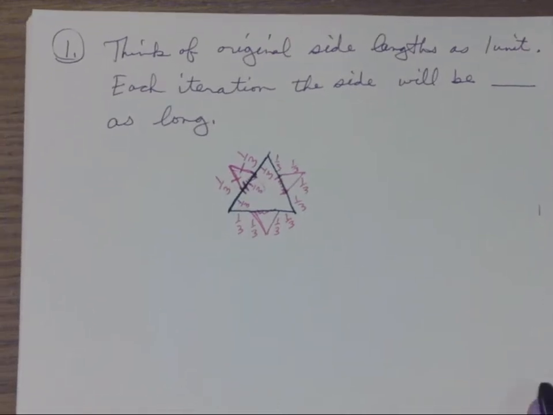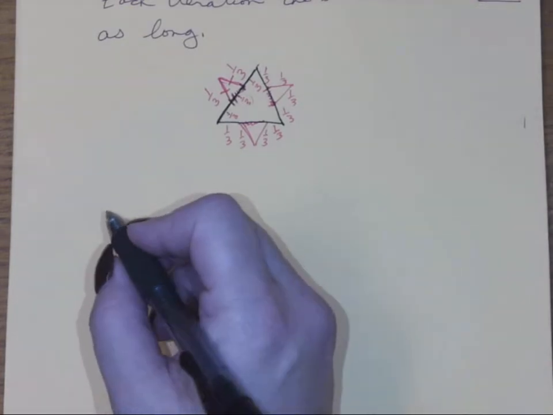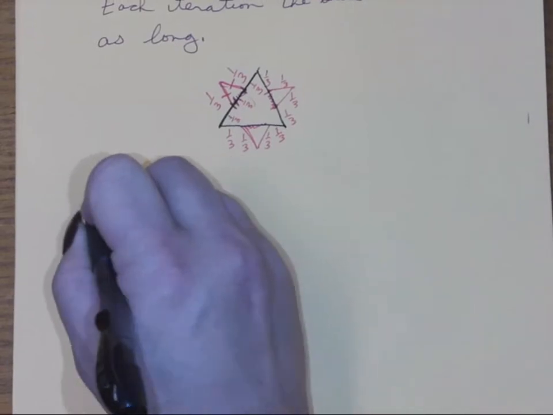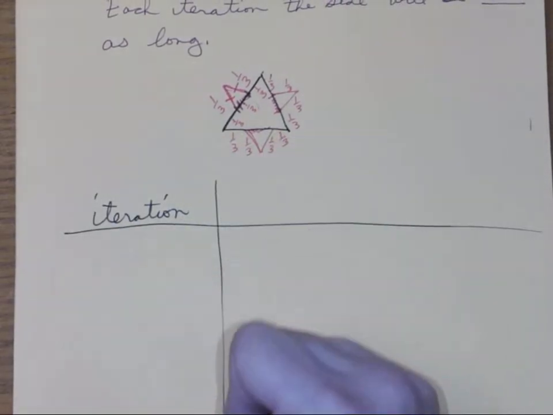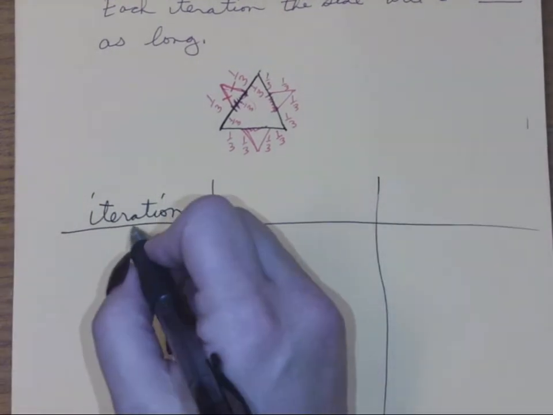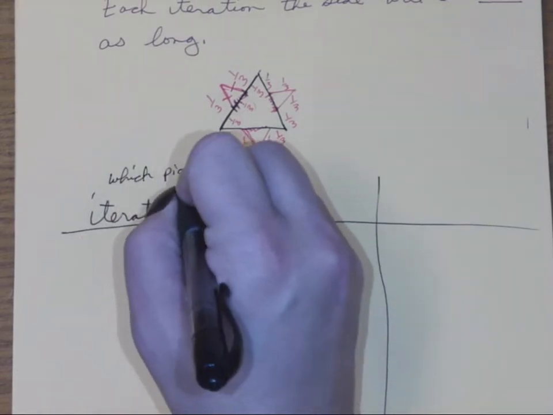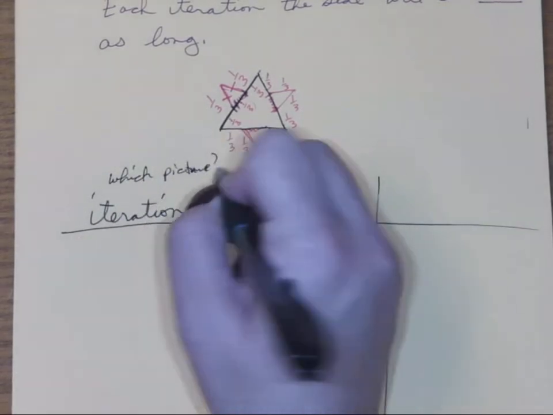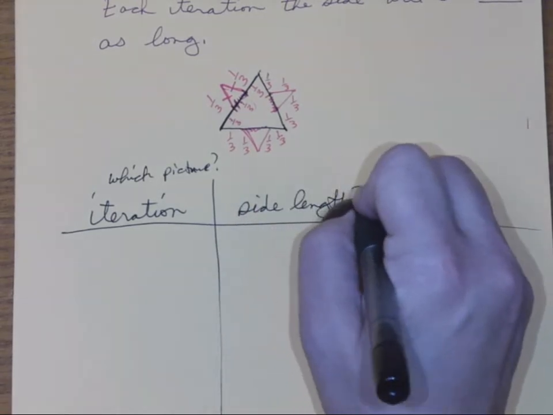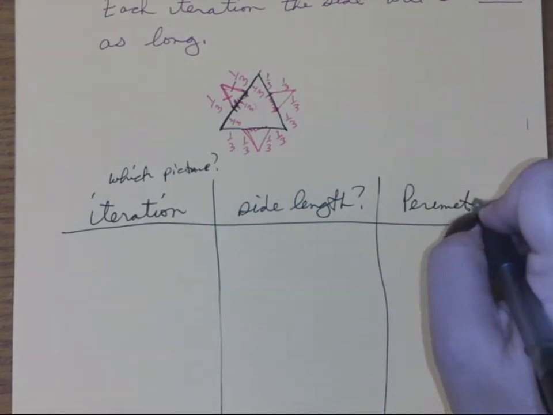So I can make a little table. Okay. I can say, okay, where did I start? Well, I started at basically time equals 0, right? The iteration or the time. You could say which picture am I on or whatever. I'm going to make a 3-column table here. Okay, so which picture, and then what's the side length, and then what's the perimeter, because the question was what's the perimeter on this guy, as I do it infinitely many times, right?